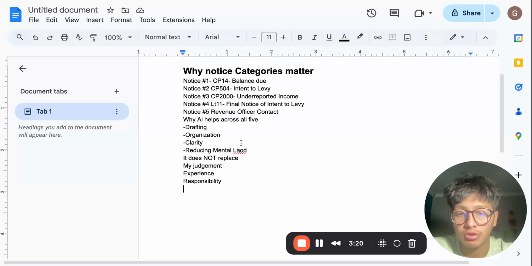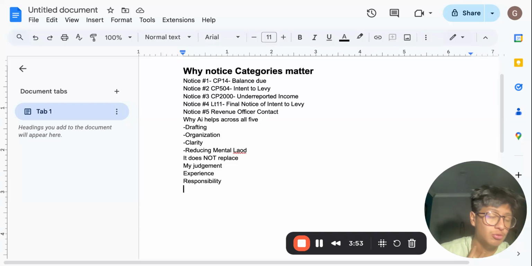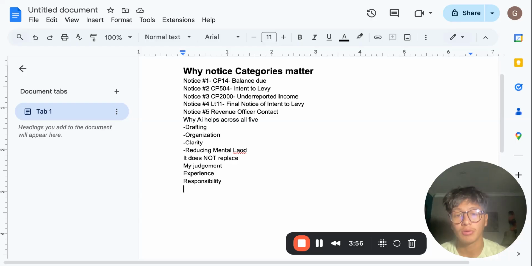Notice number 3 is going to be the CP2000 underreported income. This is not a bill, it's a proposal. This notice requires fact verification. It doesn't require fear, it doesn't require stress or panic. The client is already panicked. You don't need the stress. So I never let AI decide what is correct and what is not. I use it to organize documents, to draft explanations, and to structure response outlines. I, as the enrolled agent, still evaluate all of the facts.